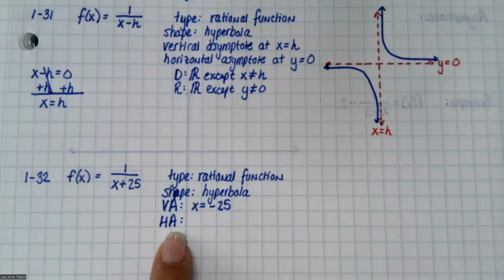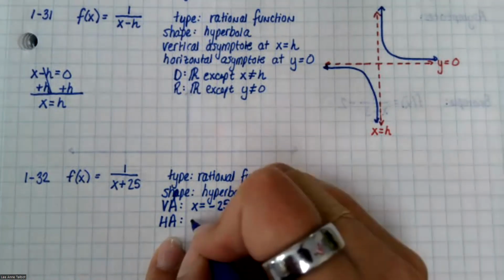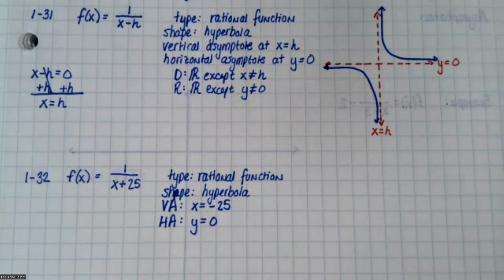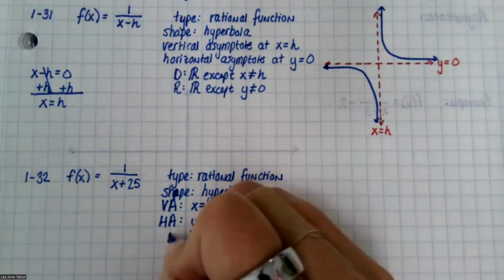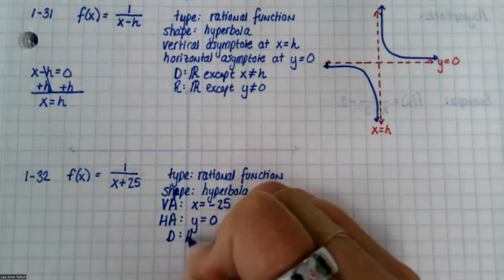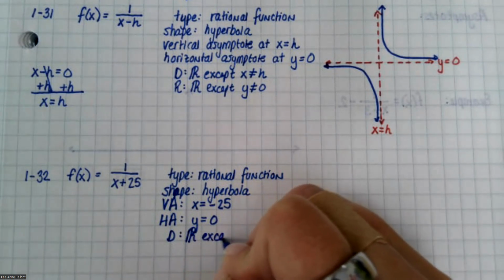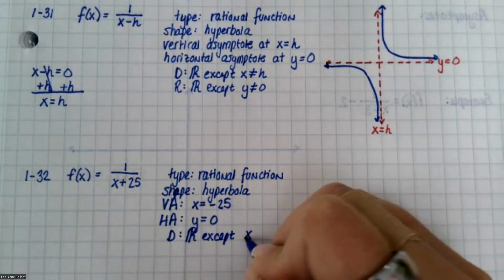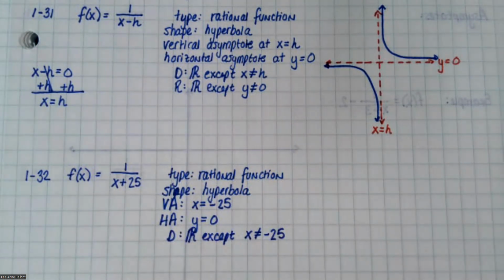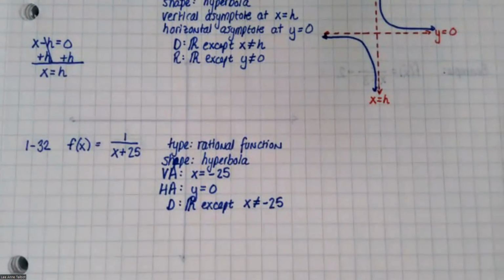Okay, what would the horizontal asymptote be? Beautiful. Make sure to get your x and y. What will the domain be? All reals except x cannot be negative 25. See all the things you can do without even looking at the picture?